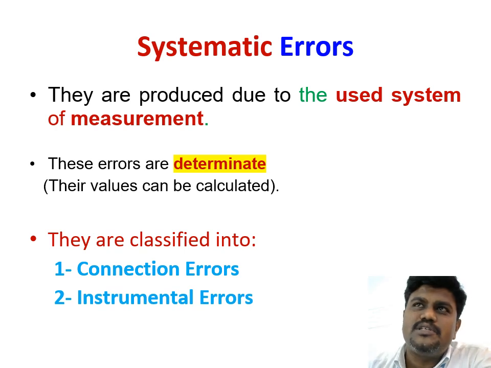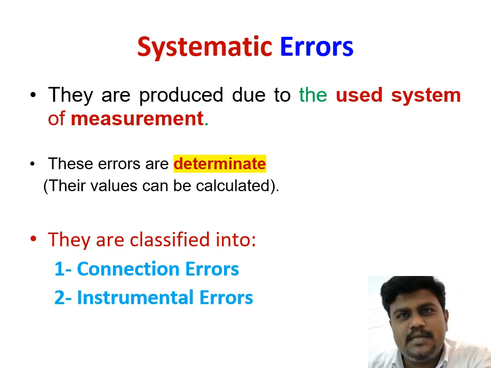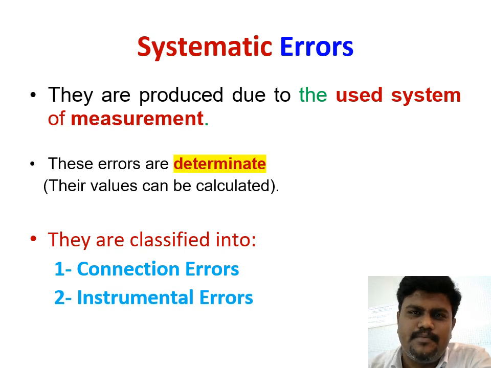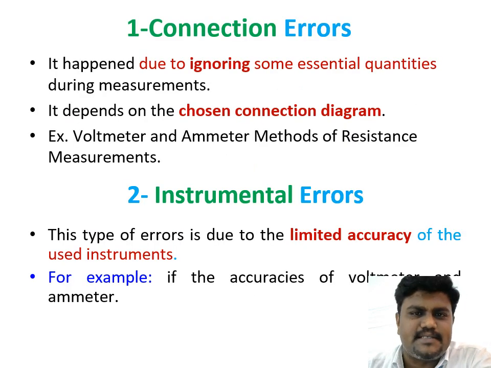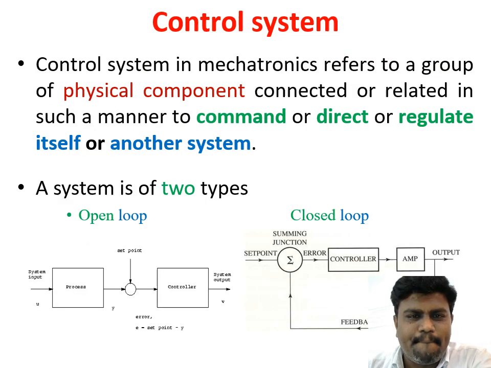When you connect those instruments, they may not get in contact with the components very appropriately, so that makes some error. In an instrumental error, the instrument itself has some sort of error, so that you are not able to control all those systematic errors. So this is what you've seen.